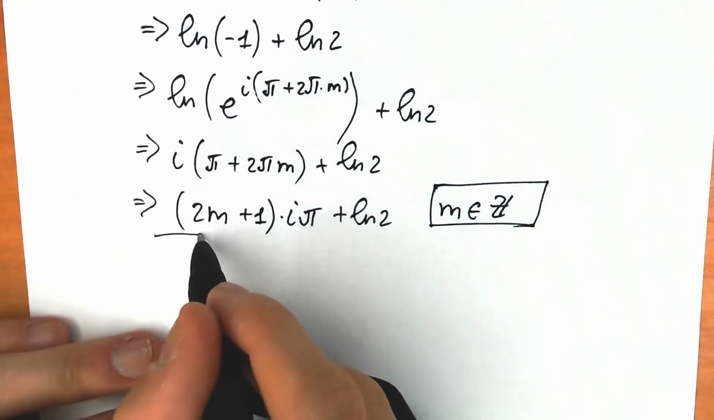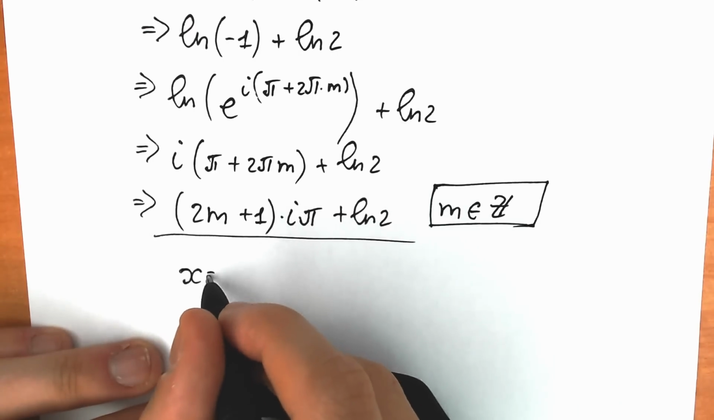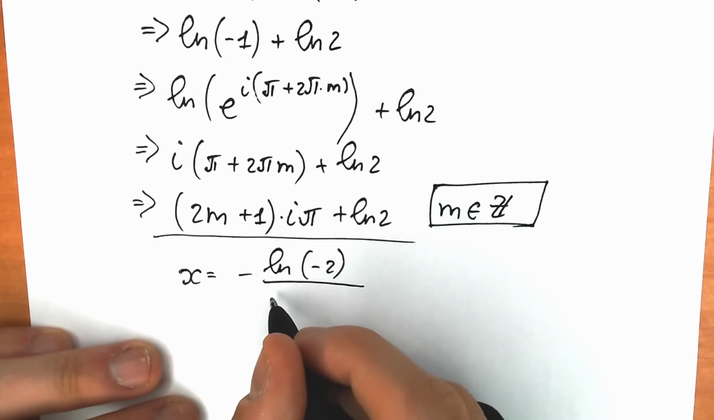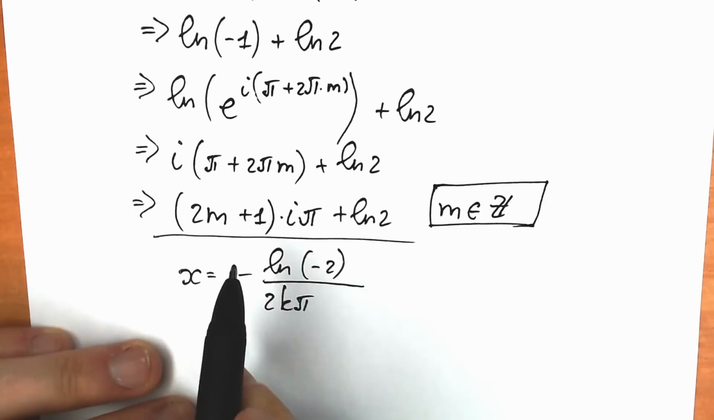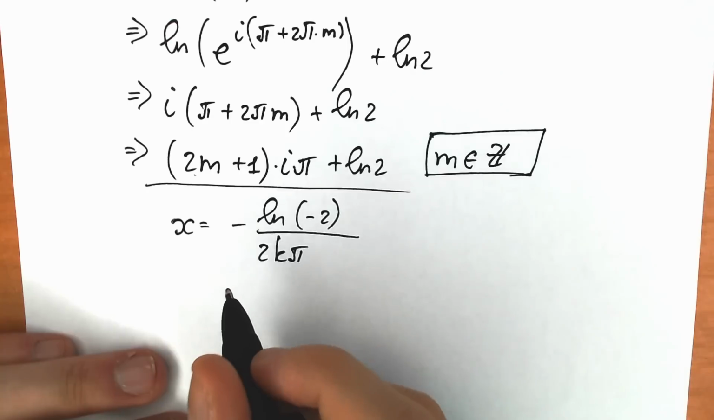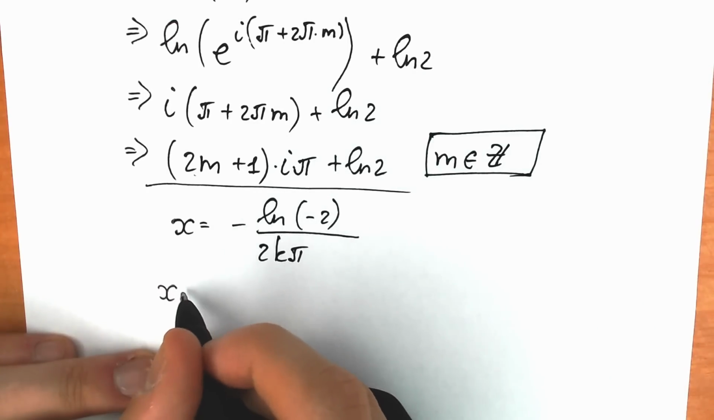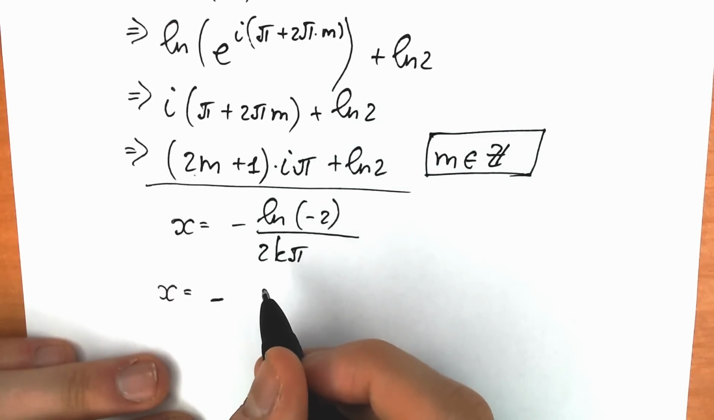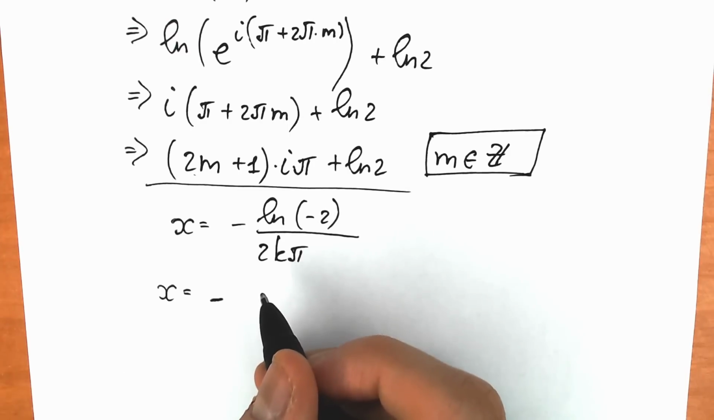So our x is equal to, let's rewrite it. So x equals minus natural log of -2 over 2k pi, and we're going to plug in this expression instead of this natural log of -2. Let's do this right now. So we have x equal to minus, right here we have, I guess, yeah, I forgot about i.